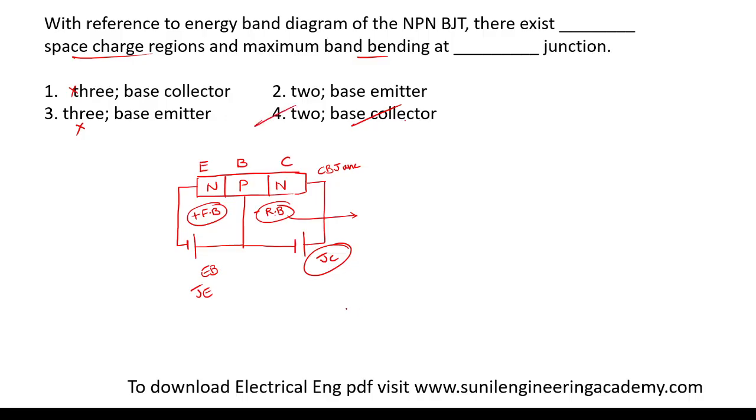So once again, guys, we have two junctions in the BJT, that is the EB junction and the CB junction. The EB junction is generally forward biased, the CB junction generally reverse biased. So due to reverse bias, there is a chance of maximum band bending.